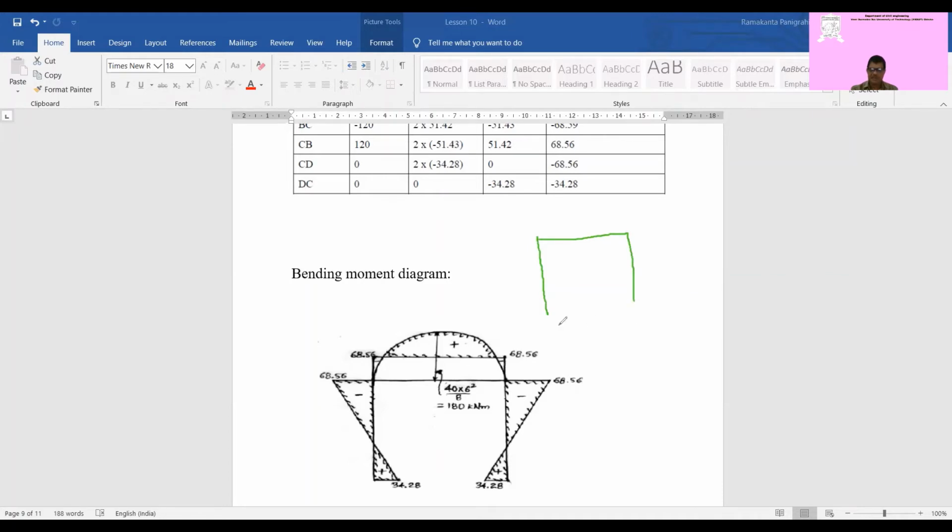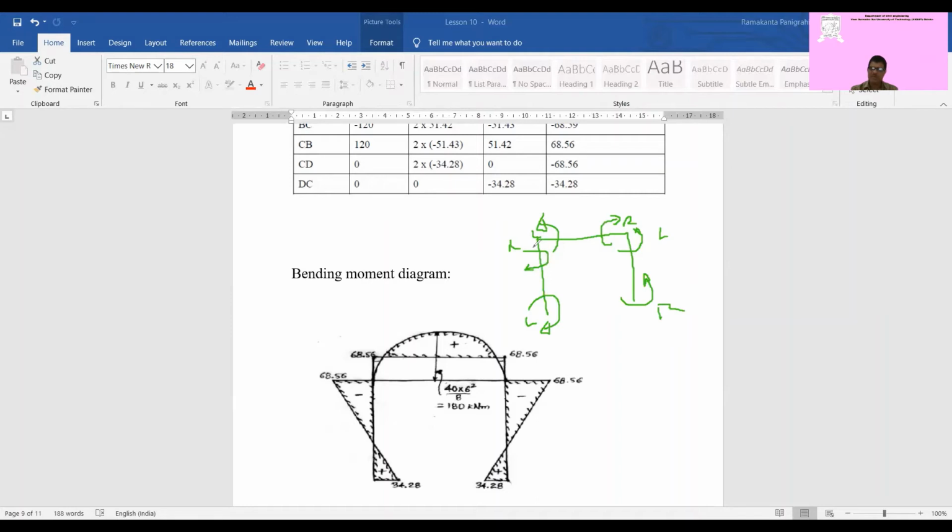What is this? Here the moment is clockwise. Here also the moment is clockwise. Here the moment is anti-clockwise. Here the moment is clockwise. Here the moment is anti-clockwise. Here also the moment is anti-clockwise. While doing the bending moment, this is left, this is right. So from the left, clockwise movement is positive. From right, anti-clockwise is positive for bending moment.